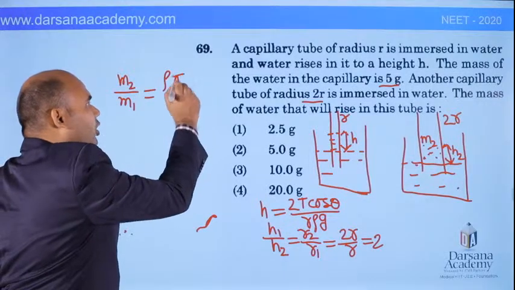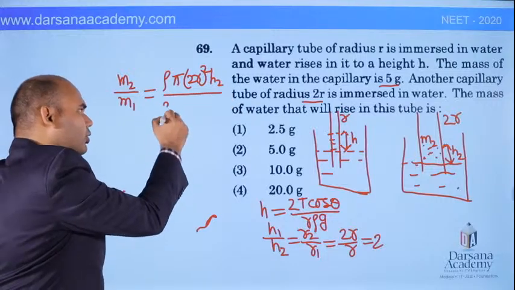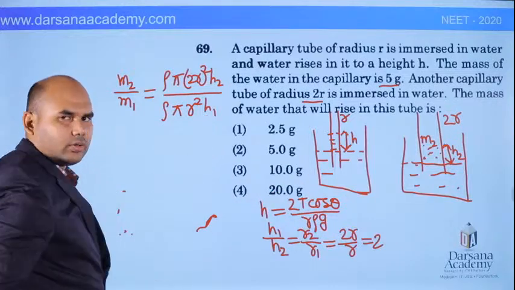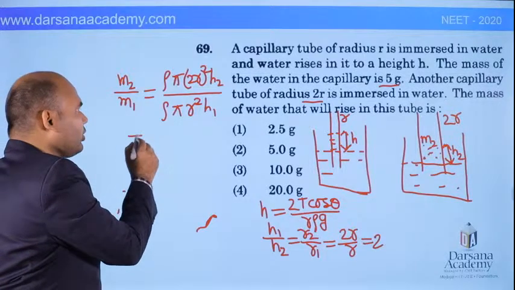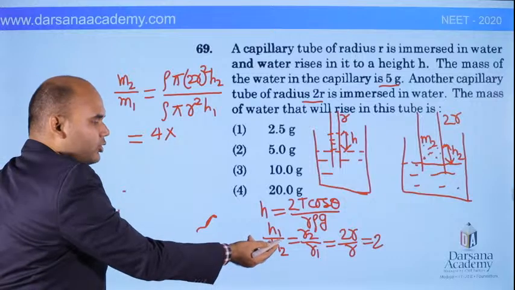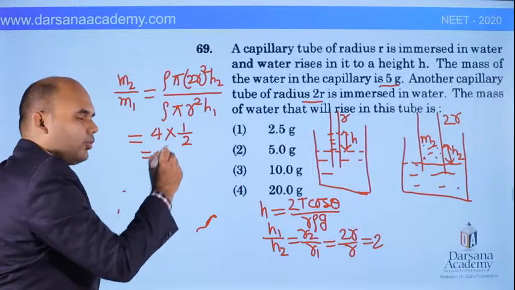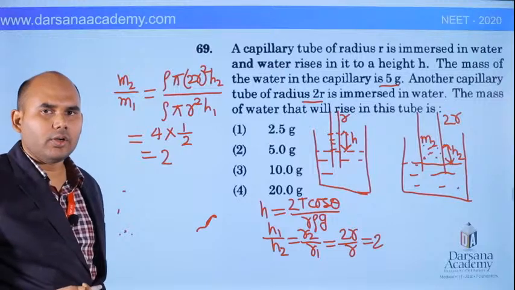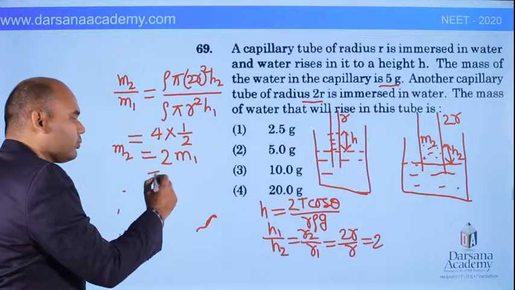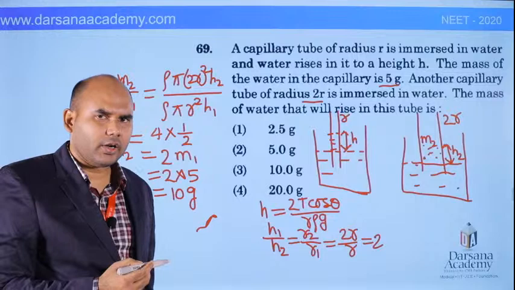So it is pi, with radius 2R, so (2R) square h2, divided by again pi, but this time for this one R square h1. So m2 by m1 will be 2 squared, that means 4, into h2 by h1. So h2 by h1 from here, the reciprocal of 2 is 1 by 2, so it is 2. So this is the ratio of mass. We have to find mass. So m2 will be 2 times m1, and m1 is 5 gram, so the answer will be 10 gram. So the third option is correct.